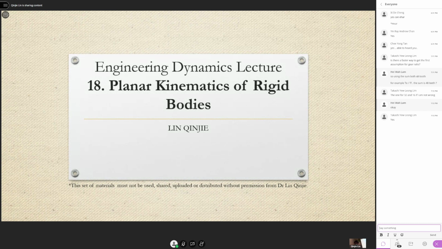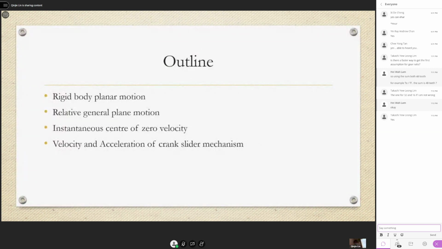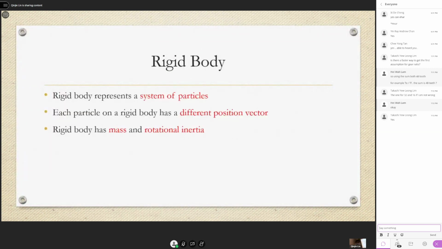Okay. So let's start 18, which is planar kinematics of rigid bodies. So this is a slight revision.